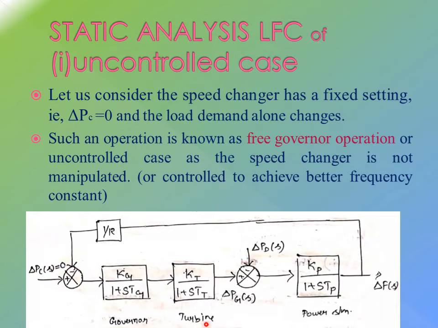So this is our block diagram for the single area system, with the governor block, turbine block, and the power system. The power system means the load. For this, we require the generation as well as the demand, and your regulation is given as feedback to the governor. In the uncontrolled case, your del PC will be equal to 0.